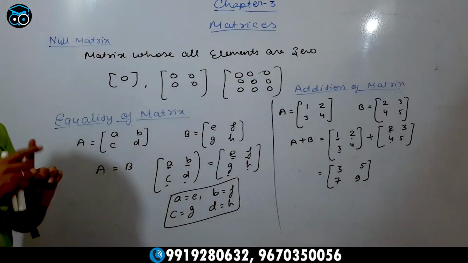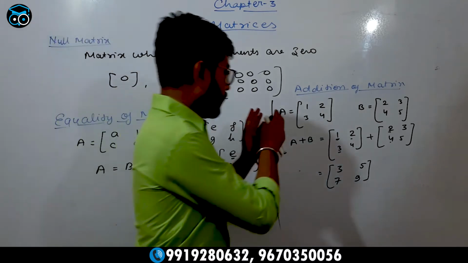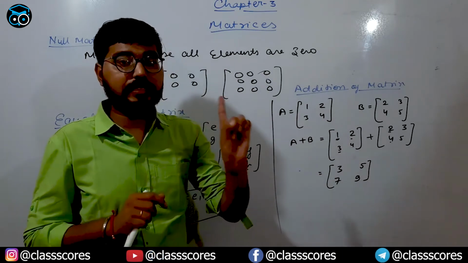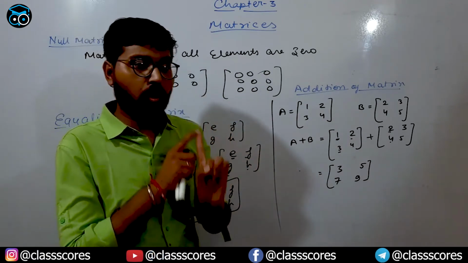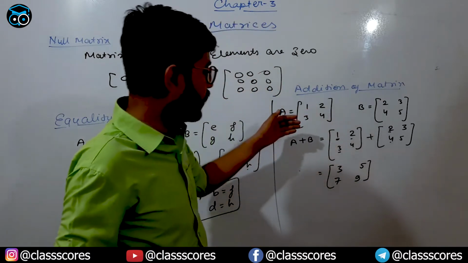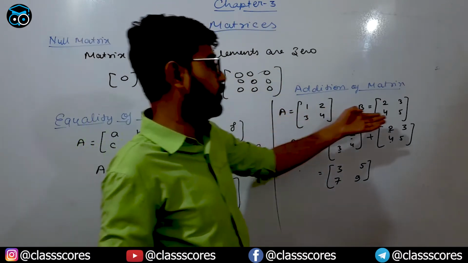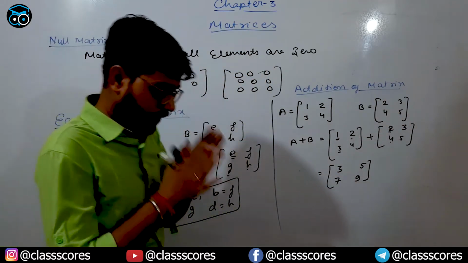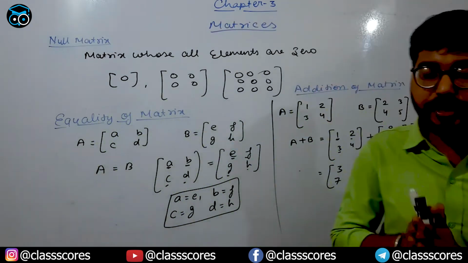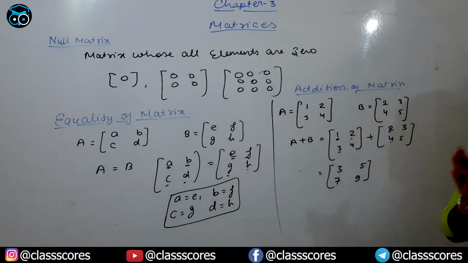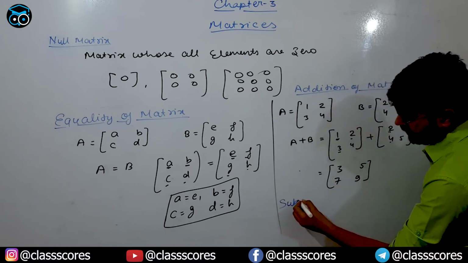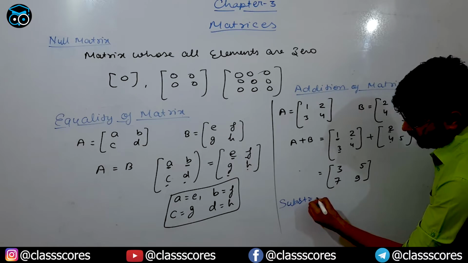So by this one thing is also clear: addition will be possible only when the order of the matrices is similar. When the order of the matrices is similar, then only you can get the same position value here and the same position value here. Then you can add. If any one of the matrices has a different order, then you are not able to add those matrices. Clear? Now, similarly, with the same process, you can do the subtraction as well.